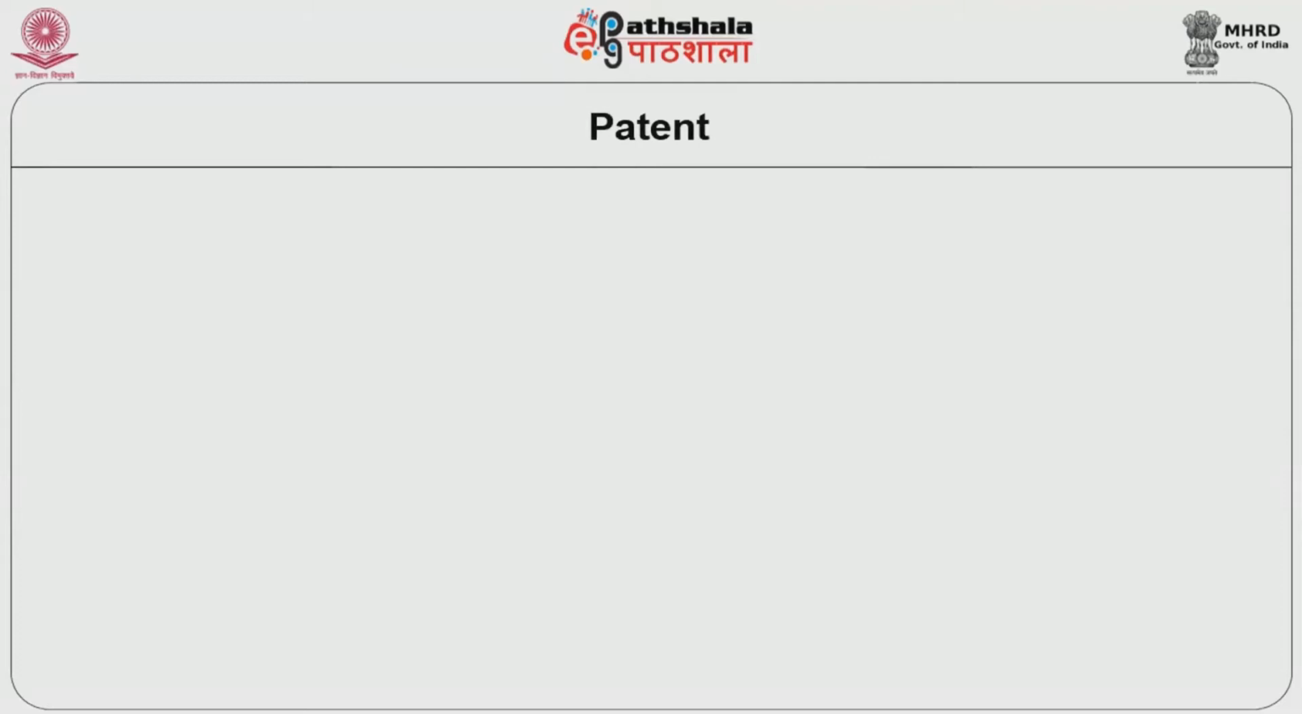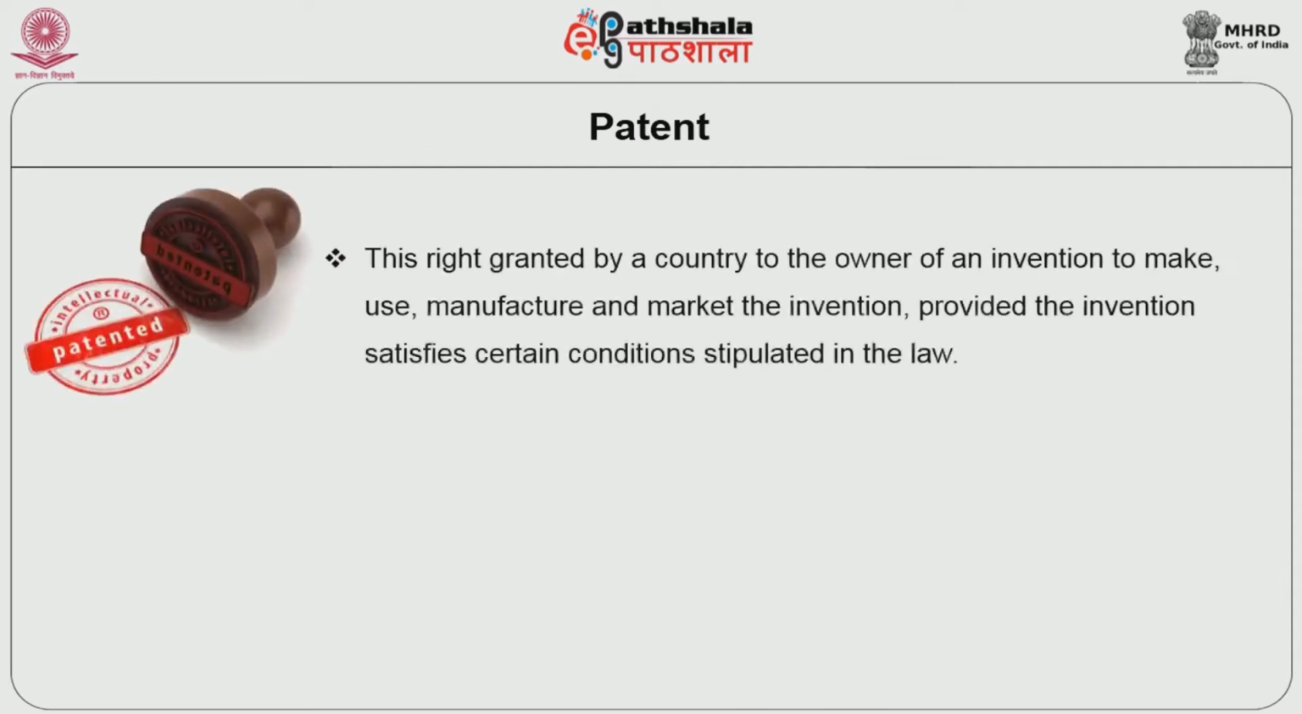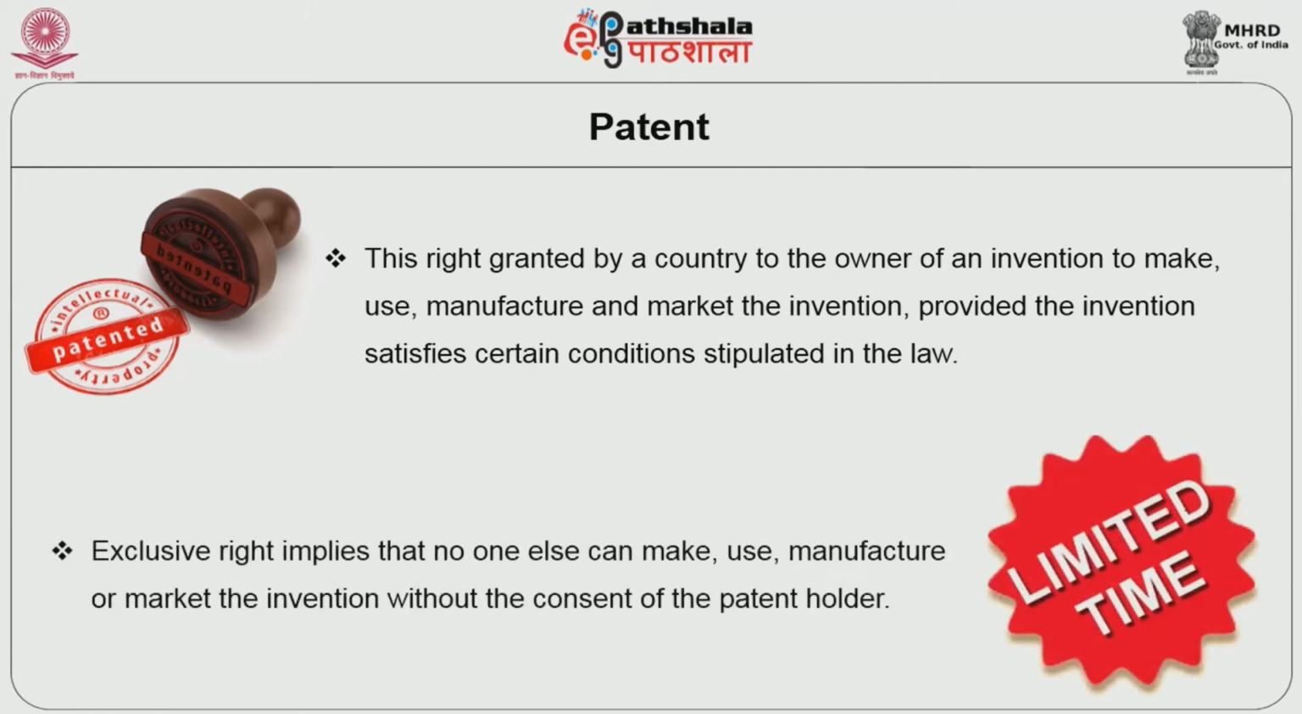Patent is one of the instruments used to get intellectual property rights. It is an exclusive right granted by the country to the owner of the invention. It means the right to make, use, manufacture and market the invention. The owner can do it, and he has to satisfy the law and the specification mentioned in it. Exclusive right means others are not entitled to manufacture, use or market the invention. This right is available for a limited period of time.